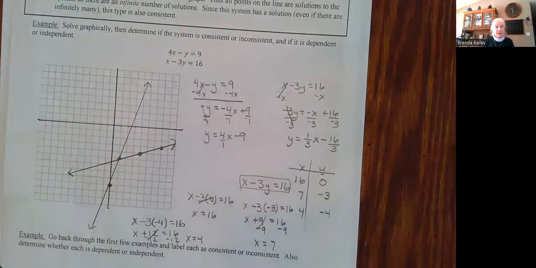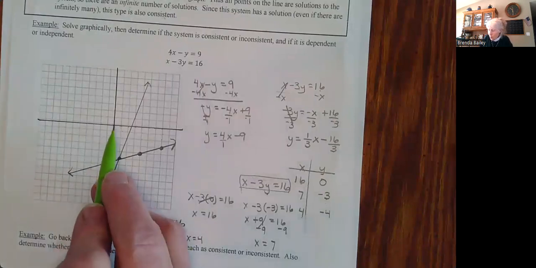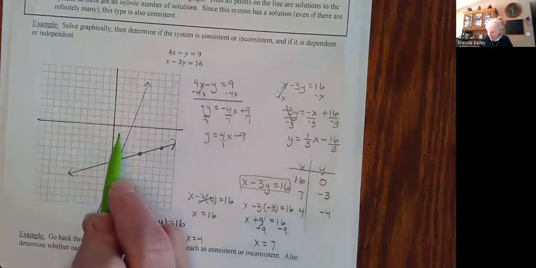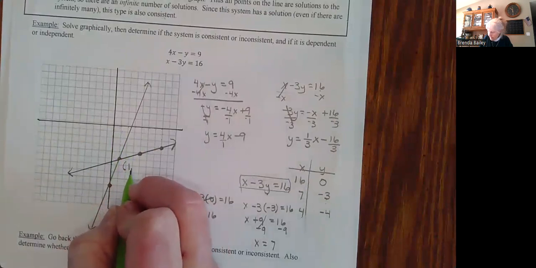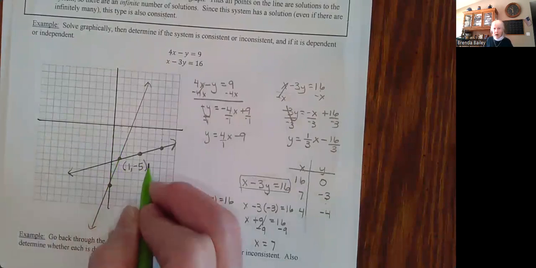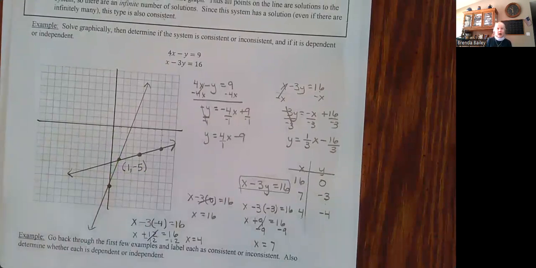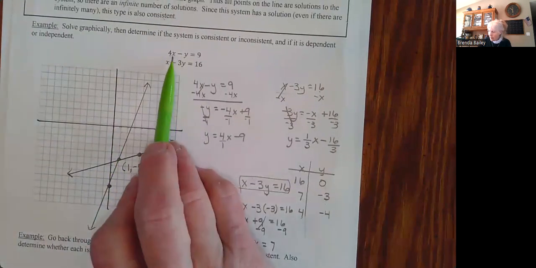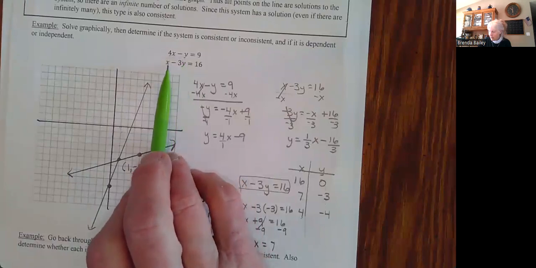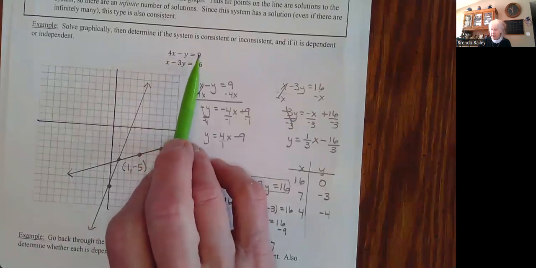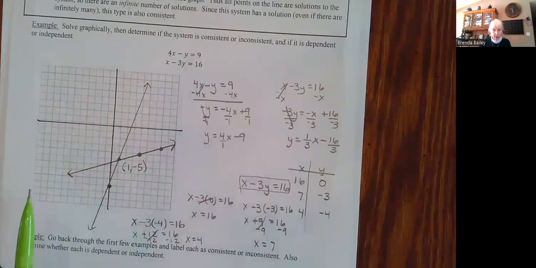So we do have a solution. What is that solution? That solution is 1, 2, 3, 4, 5. 1, -5, because we're down below. 1, -5. Now, if you were to put in a 1 and a -5, a 1 and a -5, you'll get 9 and 16. So it does work.